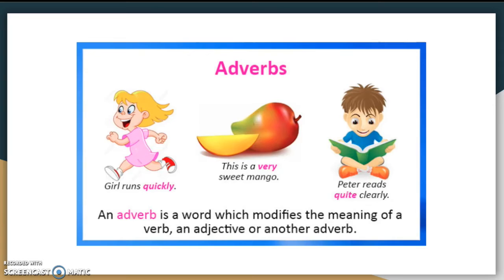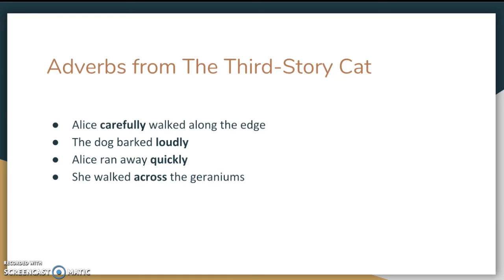Some adverbs from The Third Story Cat are: Alice carefully walked along the edge. The dog barked loudly. Alice ran away quickly. She walked across the geraniums.